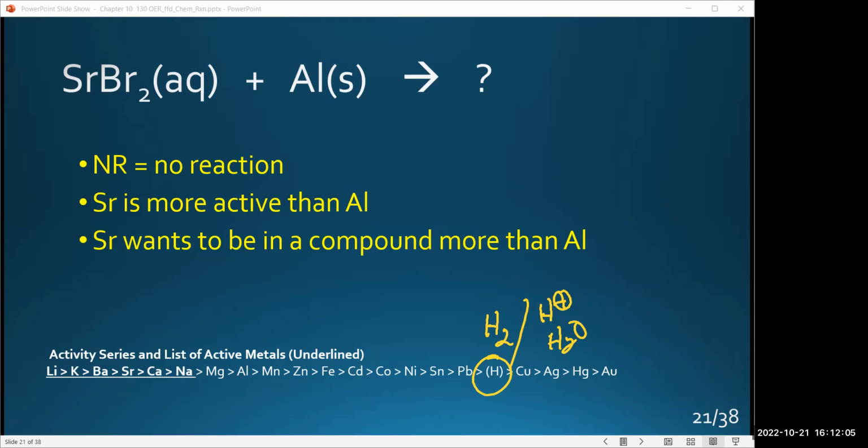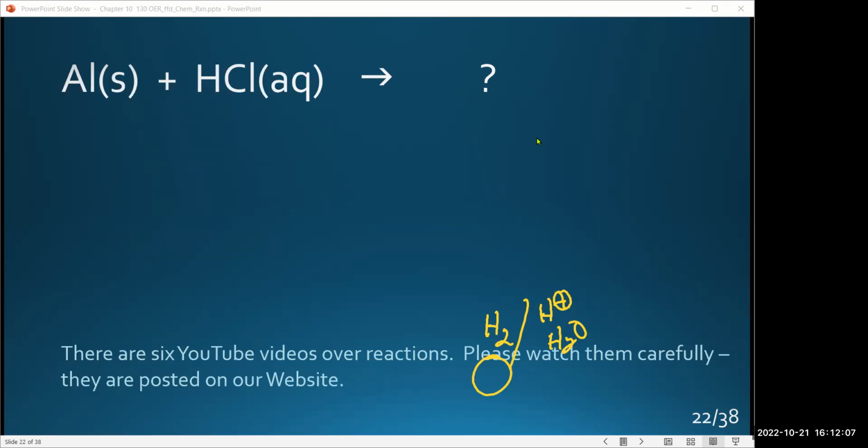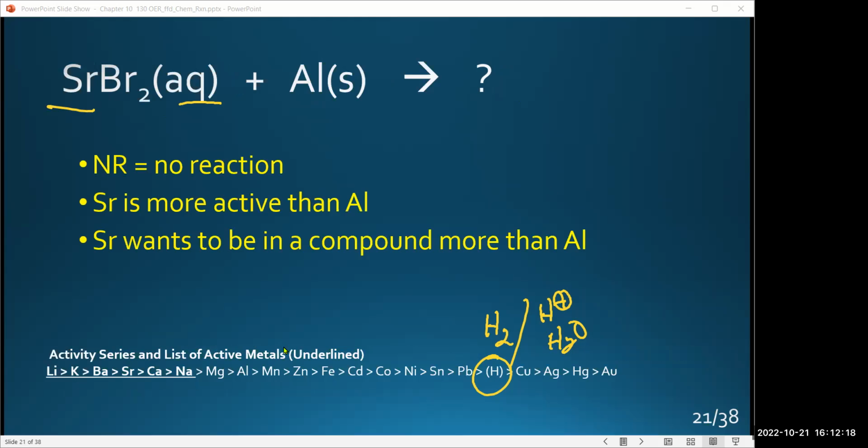So here, the question is, we're comparing hydrogen versus aluminum. We go back through the activity series and find out who is more reactive. Here is aluminum right here. There's hydrogen. So what this means is that aluminum is more reactive than hydrogen.